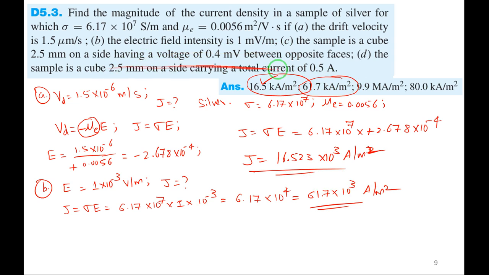Next we'll see the part C. Yes, sample is a cube. Whatever the sample of silver is, it is in the shape of a cube.